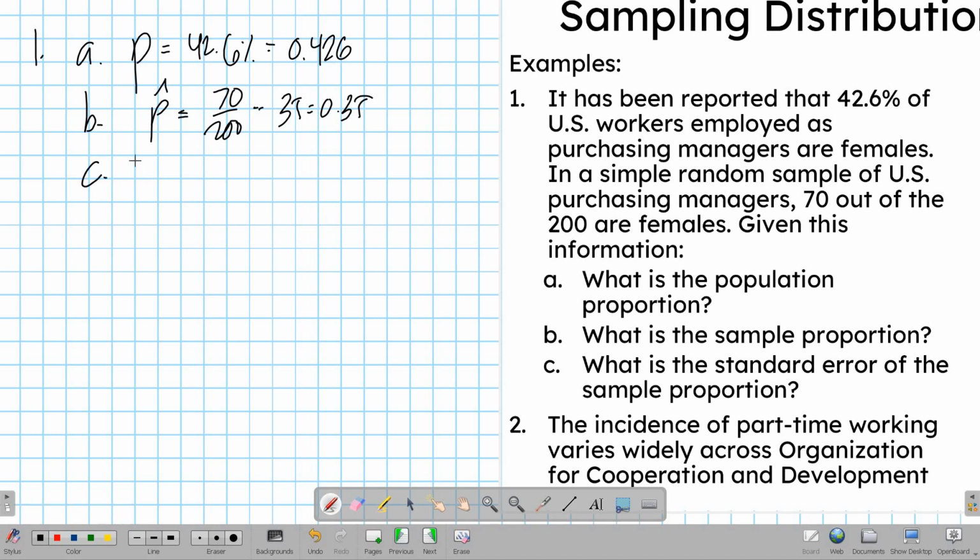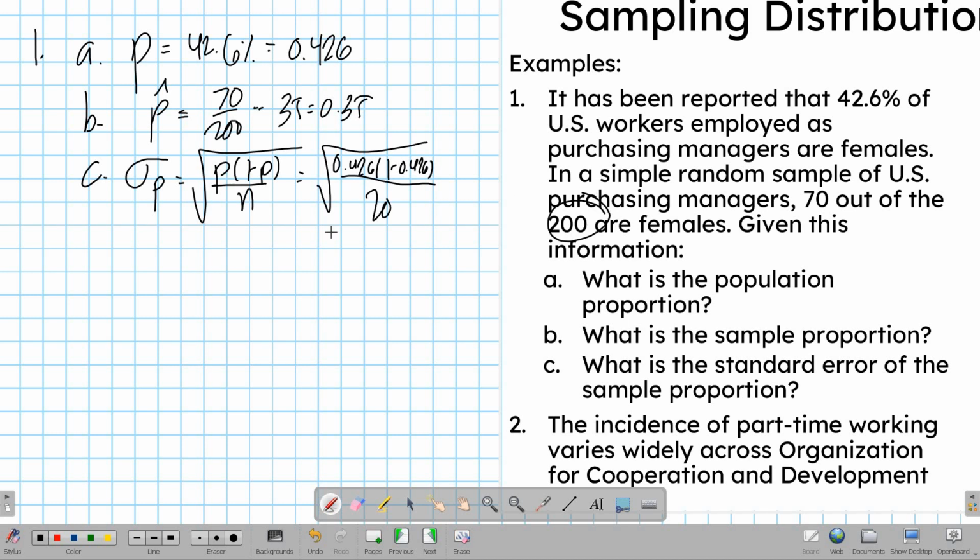Then we are asked what the standard error of the sample proportion would be. The formula is the square root of P times 1 minus P over N. That would be the square root of 0.426 times 1 minus 0.426, all over our sample size of 200. This gives us a standard error rounded to about 0.0350. That's for number 1. Let's now go to number 2.